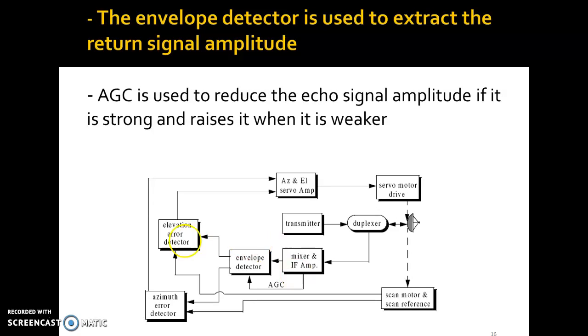Now this is the mechanical system, the servo mechanism system, which is being utilized in our conical scanning process. AGC is automatic gain control. It is used to reduce the echo signal amplitude if it is strong and raise it when it's weaker. So when it's very high, it reduces it, and when it is very low, it makes it high. The echo signals are important because they give us the exact values or range of the targets.